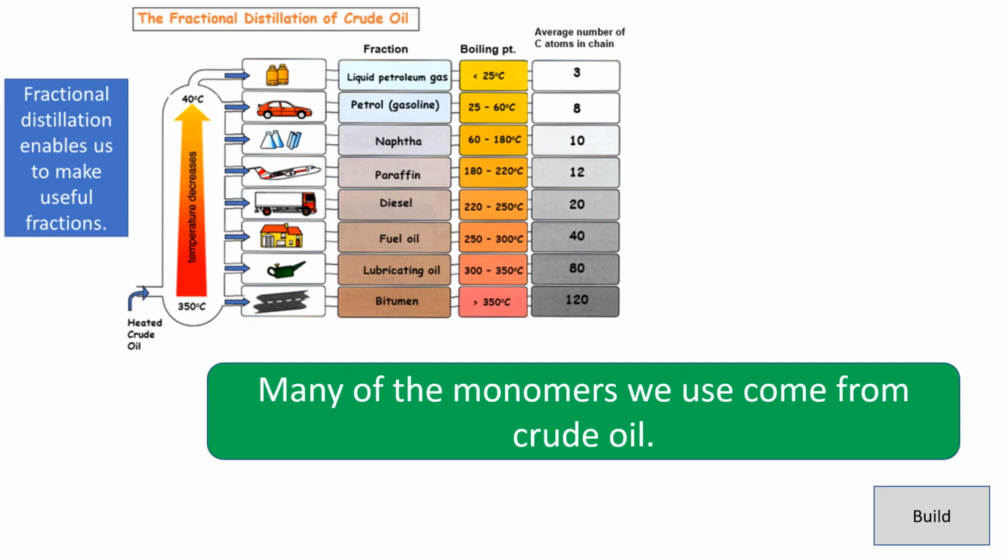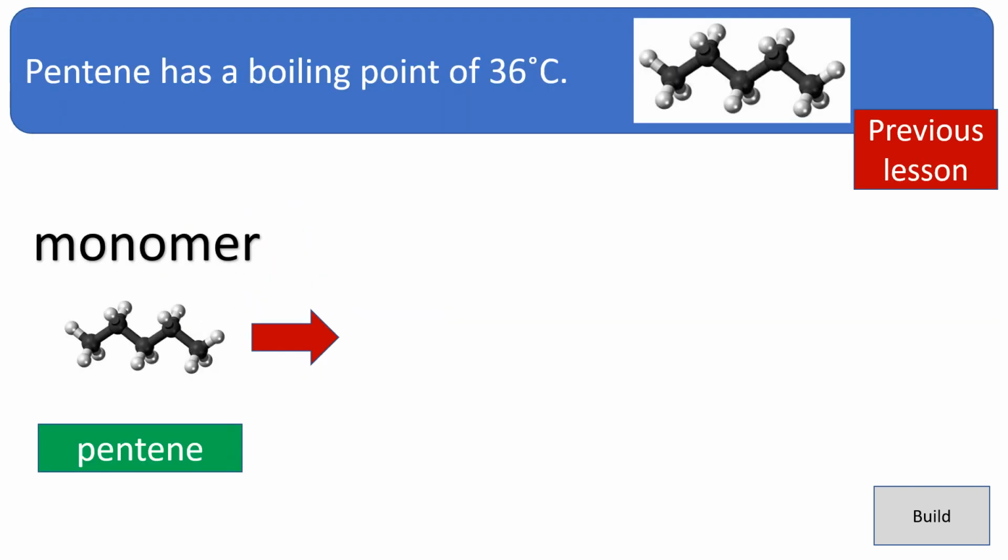So where do these monomers come from for the synthetic polymers? Well, a lot of them come from crude oil, and that's worth thinking about later on in the GCSE when we think about sustainability and looking after the environment. A lot of the plastics we use, the raw material for that is crude oil, which of course is a finite resource that will run out.